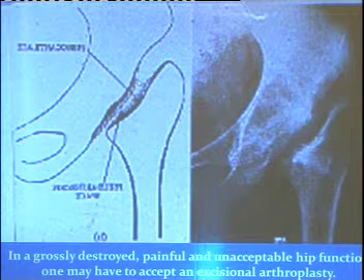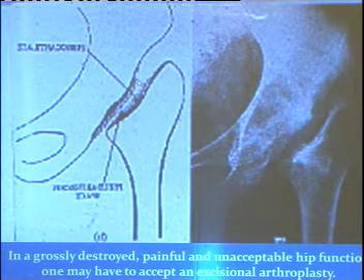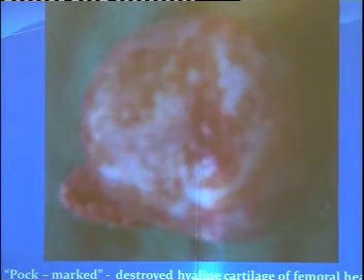But this is a one-time operation. The majority of the patients working in the rural area are prepared to accept it. This is the grossly destroyed hip joint. This is what happens. If the hip joint is grossly destroyed, what happens to it?